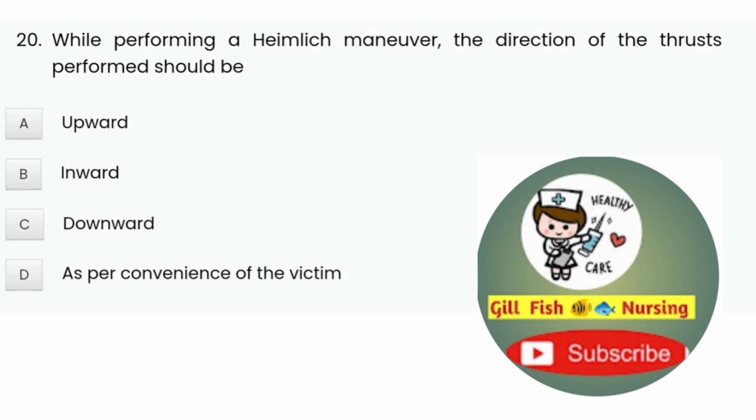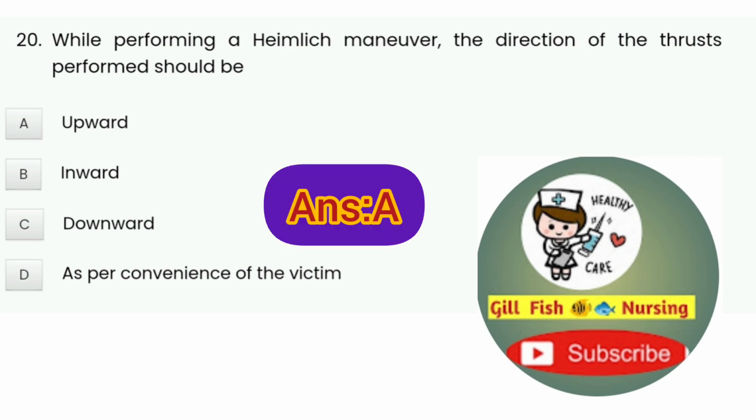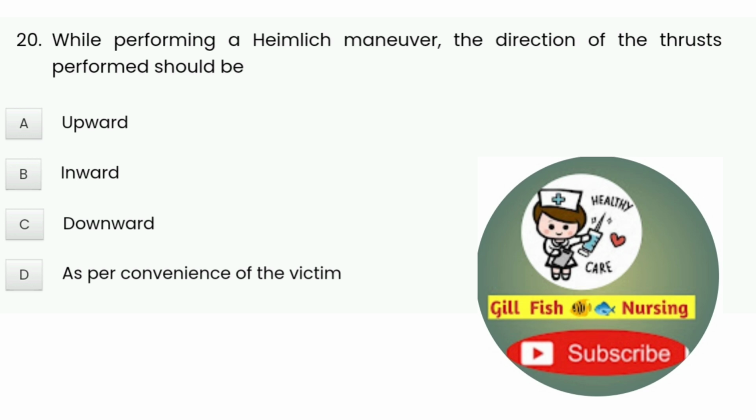Next question. While performing a Heimlich maneuver, the direction of the thrust performed should be: option A, upward; option B, inward; option C, downward; option D, as per convenience of the victim. So actually what we are going to do is an inward and upward direction. So what would be the correct answer? That is answer A, upward. Then only what is inside the mouth will come out.